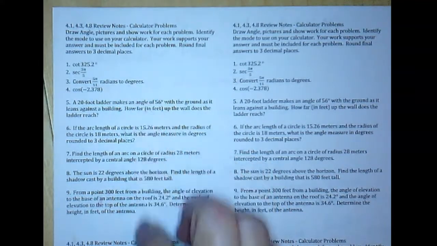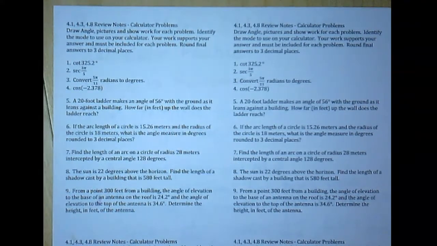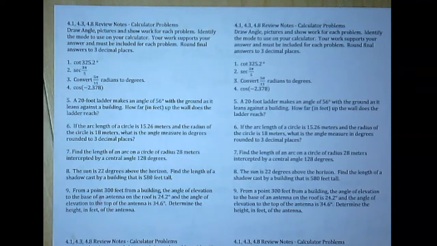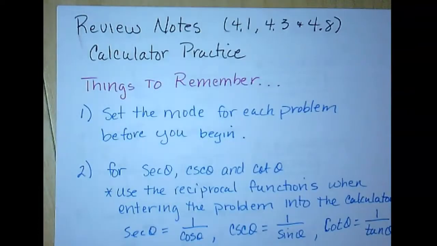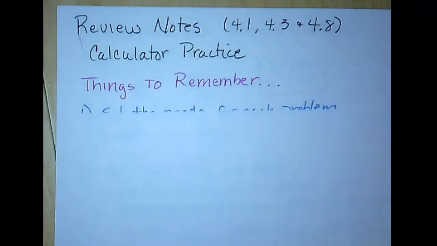The last 4 or 5 problems here are application problems. In application problems, remember, we draw a picture of the situation, we label everything in our picture, and then we go to work figuring out what trig identity we're going to use. We isolate the unknown, and then we go to the calculator in one step. But before we get to those problems, I want to review some things to remember.